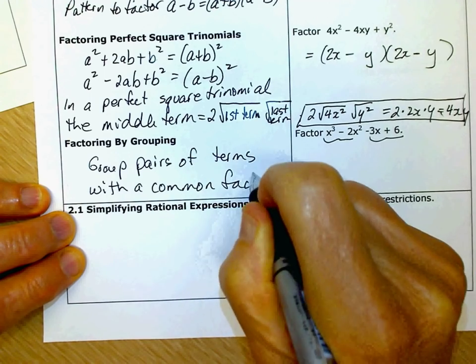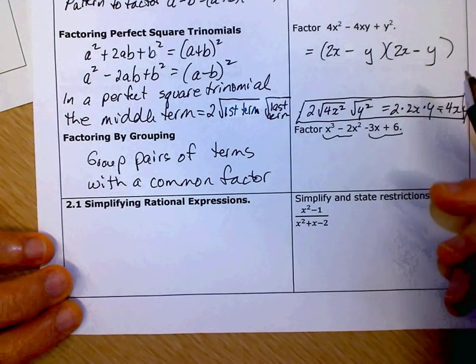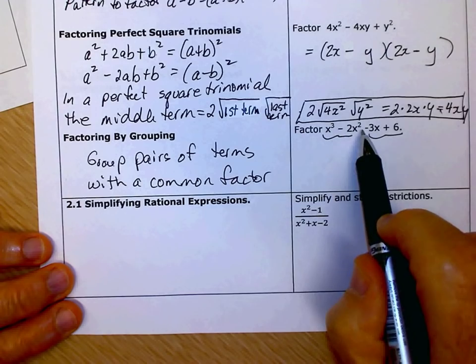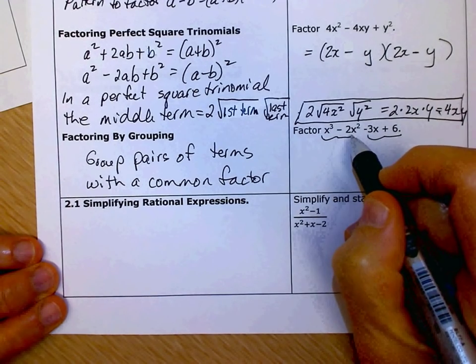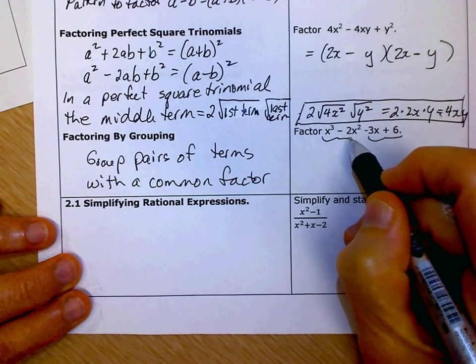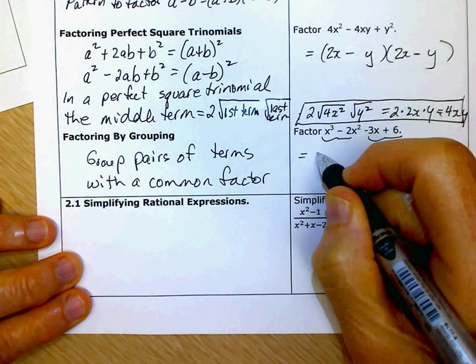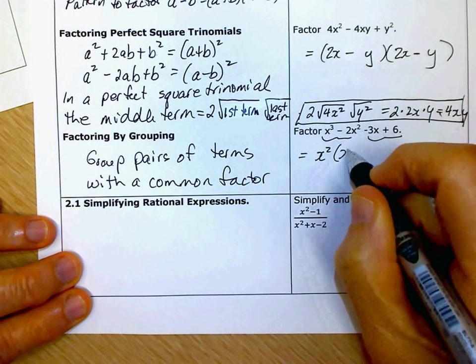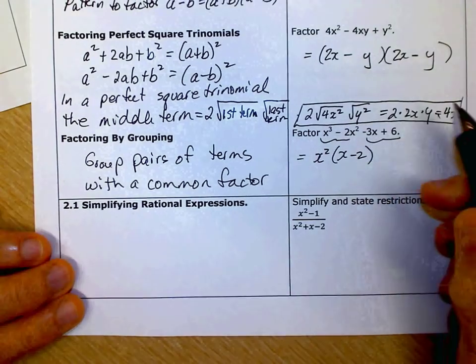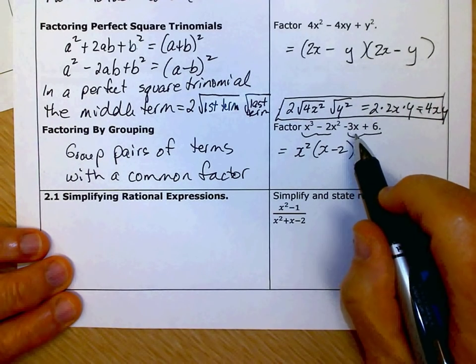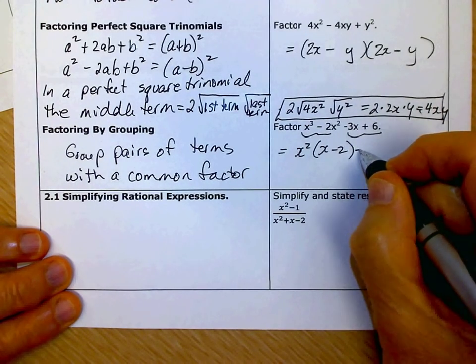Okay, so if I want to group the first two pairs of terms, do they have a common factor? Yes, they have an x squared. So let's do that: x squared times x minus 2. Now, does the next term have a common factor? It looks like we'll use negative 3, and that equals x minus 2.